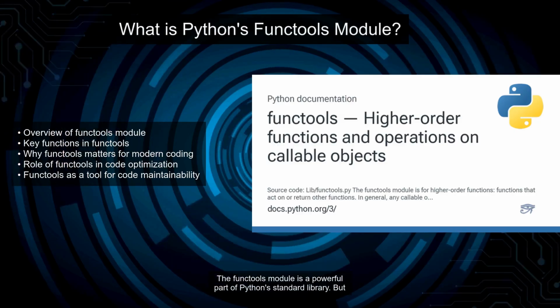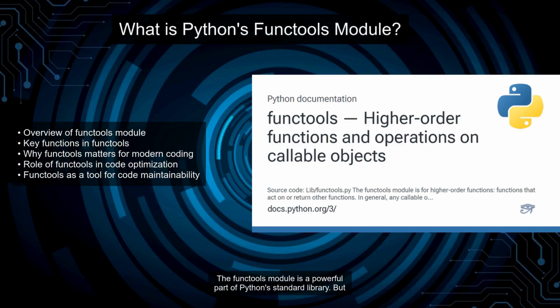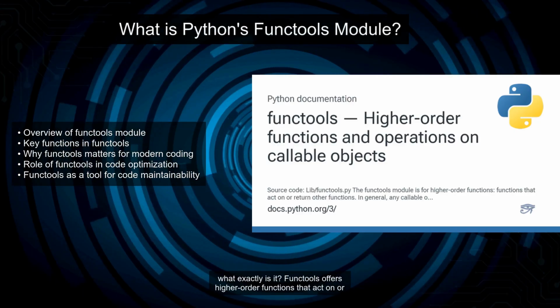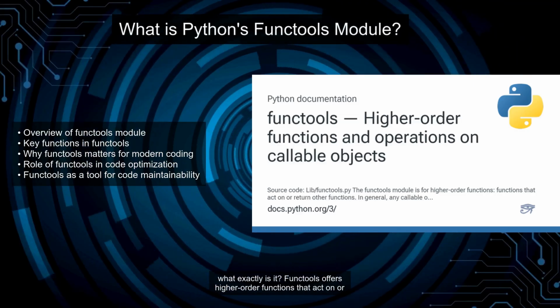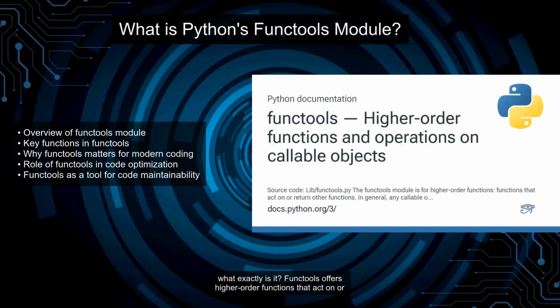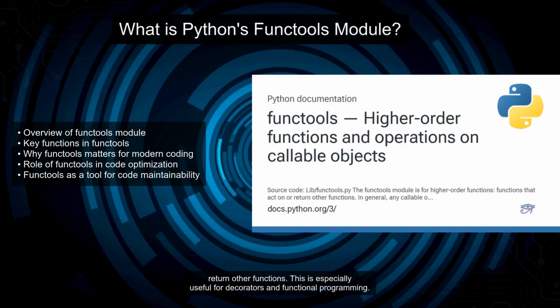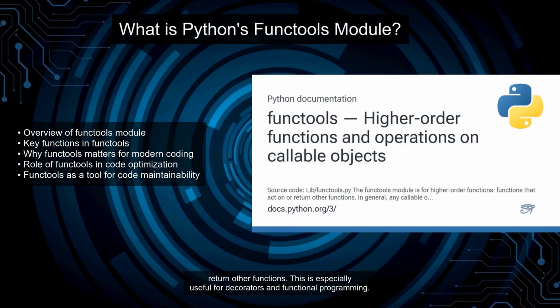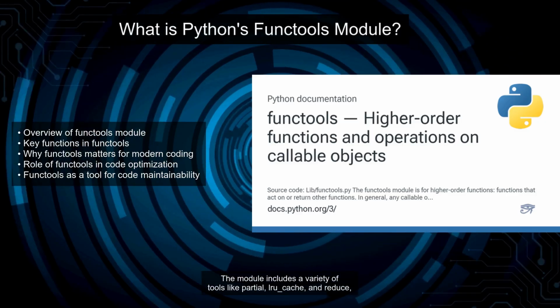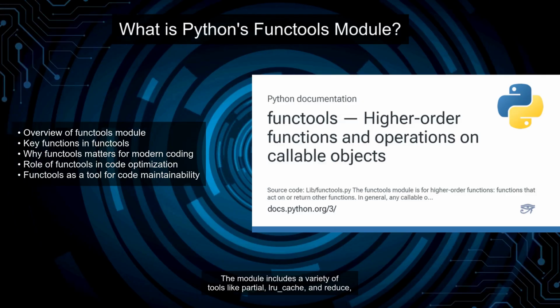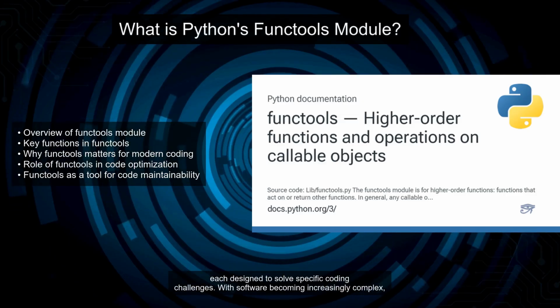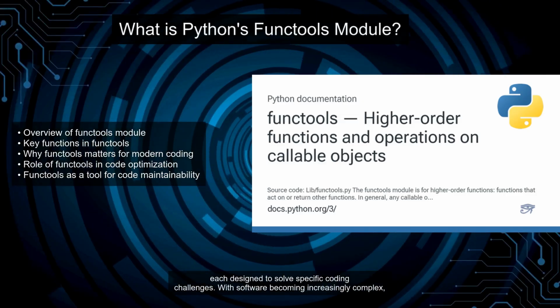The Functools module is a powerful part of Python's standard library. But what exactly is it? Functools offers higher-order functions that act on or return other functions. This is especially useful for decorators and functional programming. The module includes a variety of tools like partial, lru_cache, and reduce, each designed to solve specific coding challenges.